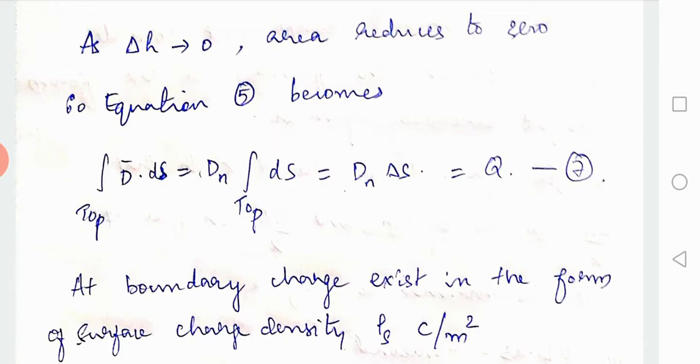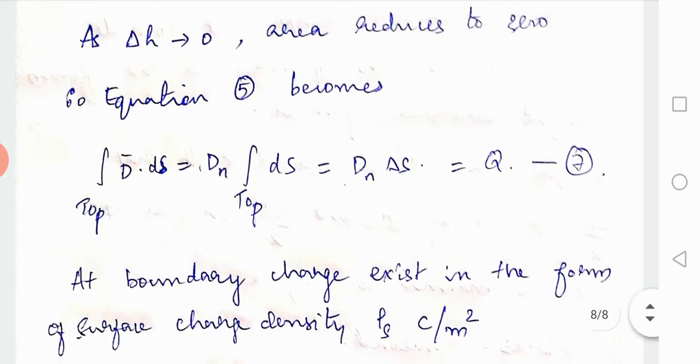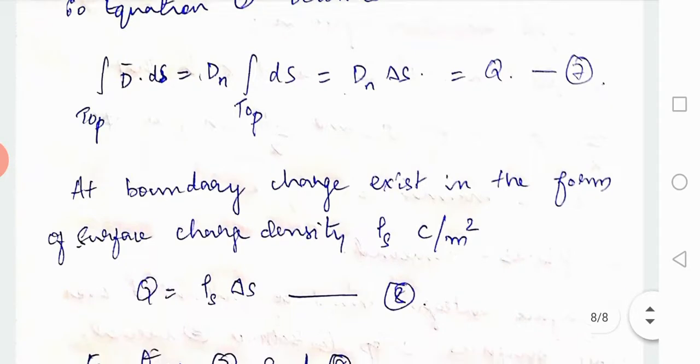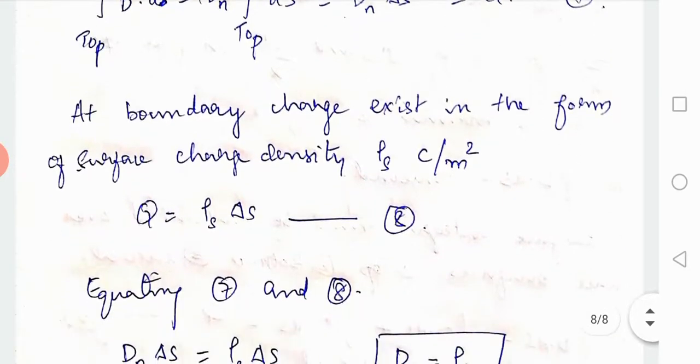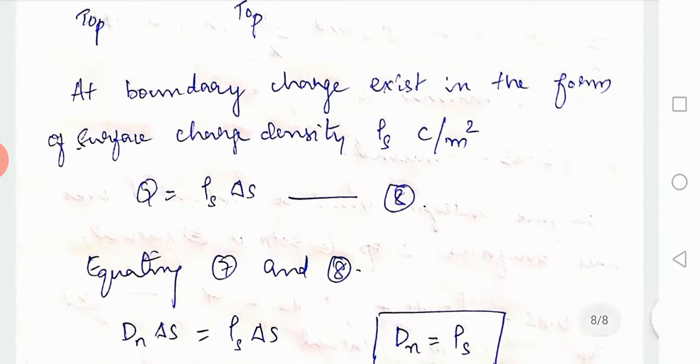Now why does D become Dn? It is normal, so it is taken as Dn, and dS is already marked in the figure; the surface is delta s. So at the boundary, charge exists in the form of surface charge density rho s, coulomb per meter square. Therefore Q is equal to rho s delta s. That is the eighth equation.